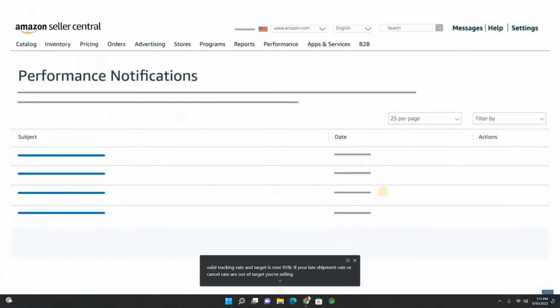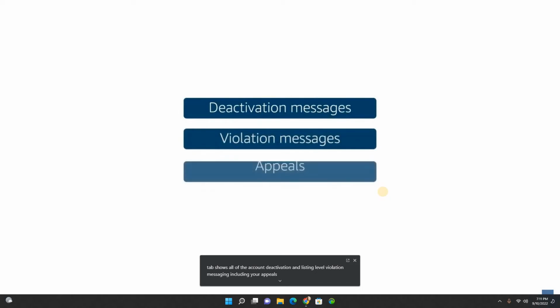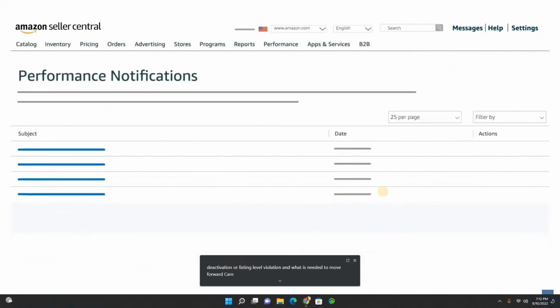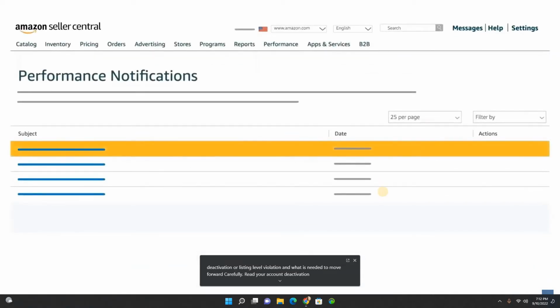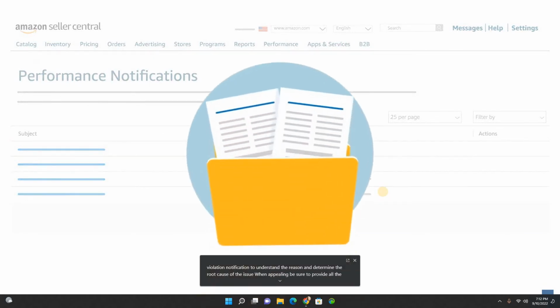The Performance Notifications tab shows all of the account deactivation and listing level violation messaging, including your appeals and Amazon's replies to your appeals. It is important to understand what caused your account deactivation or listing level violation and what is needed to move forward. Carefully read your account deactivation or listing level violation notification to understand the reason and determine the root cause of the issue. When appealing, be sure to provide all the information and documentation requested in the performance notification.